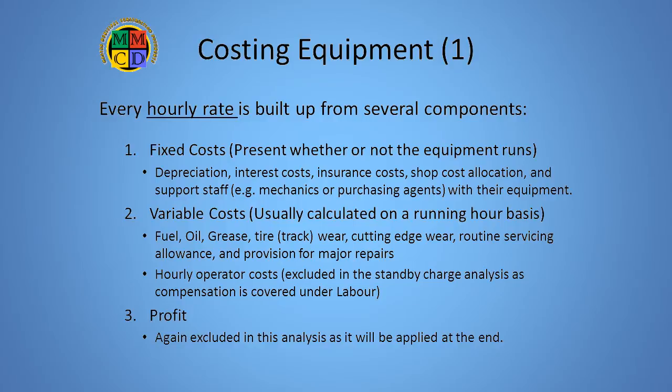Variable costs, on the other hand, are those which only occur when the equipment is operating. Examples are fuel, oil, grease, filters, tire or track wear, cutting edges, routine servicing, and provisions for major repairs, such as an allowance for a $25,000 engine overhaul every 15,000 hours. All found rates in reference manuals often include the operator's wages, but because we deal with labor separately, we don't factor them in here again. Similarly, some equipment rates allow for overhead and profit, but we deal with them separately too.